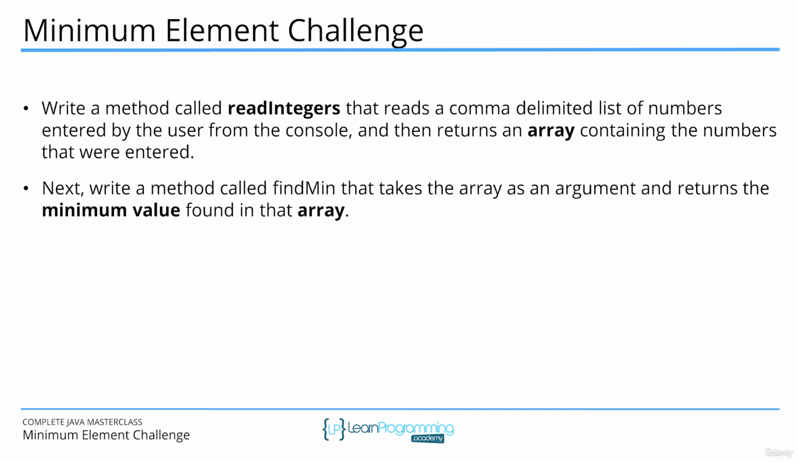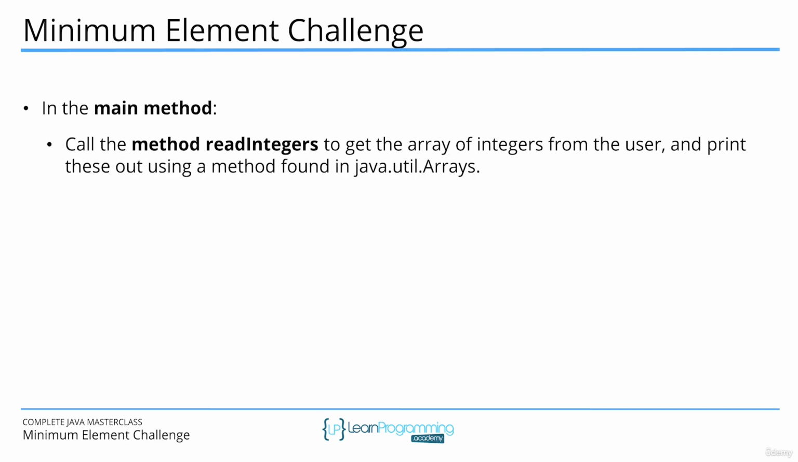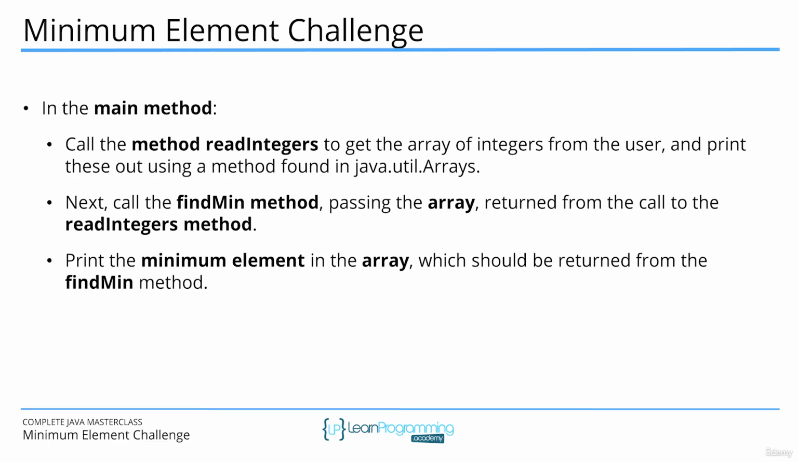Next, write a method called findMin that takes the array as an argument and returns the minimum value found in that array. In the main method, call the method readIntegers to get the array of integers from the user and print these out using a method found in java.util.Arrays. Next, call the findMin method, passing the array returned from the call to the readIntegers method. Print the minimum element in the array, which should be returned from the findMin method.